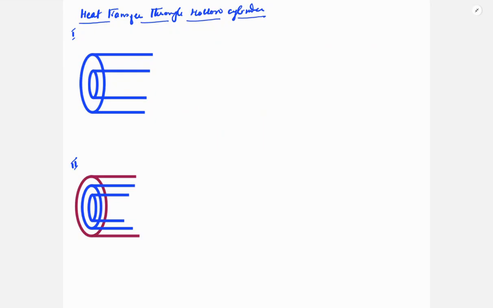Let's discuss the heat transfer through a hollow cylinder. In this we'll discuss two different cases. First one, where the cylinder is made of a single material or single layer, and second case, where the cylinder is made of multiple layers or multiple materials. Okay, so let's start with the first case.